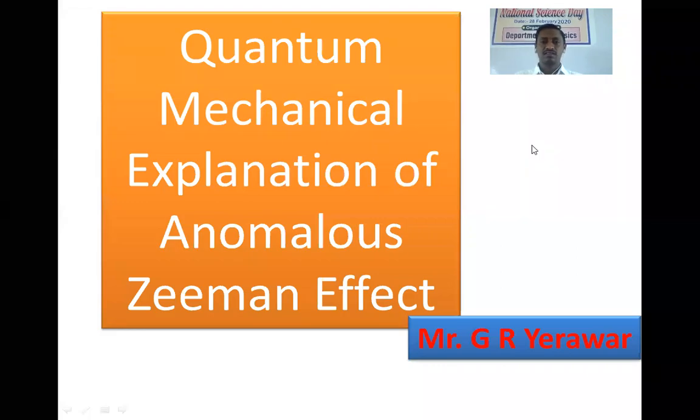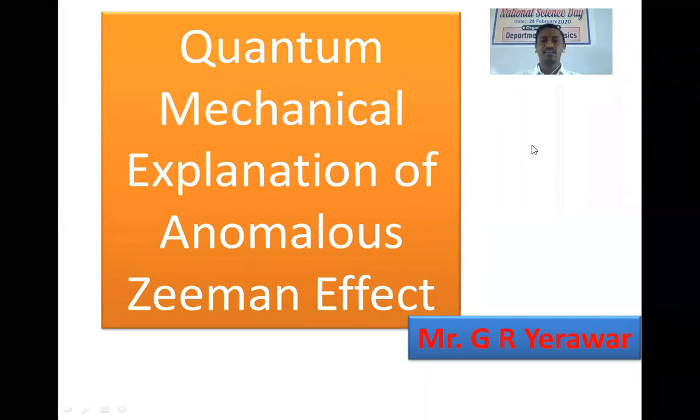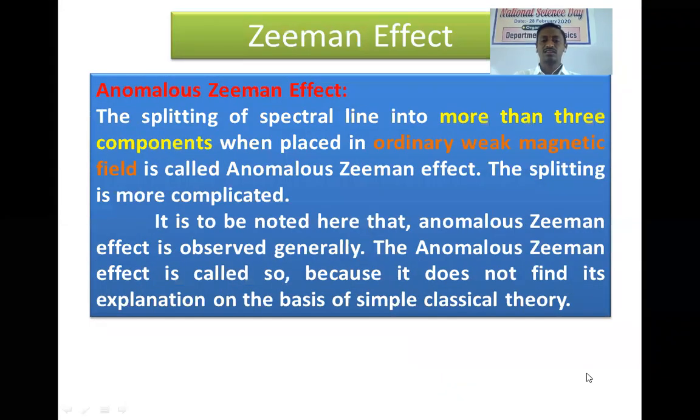We will give the explanation of the anomalous Zeeman effect, or the results of the anomalous Zeeman effect, on the basis of quantum mechanical theory. So for that, let us see how the results in the anomalous Zeeman effect are obtained. We know the splitting of a spectral line into more than three components when placed in an ordinary weak magnetic field is called the anomalous Zeeman effect.